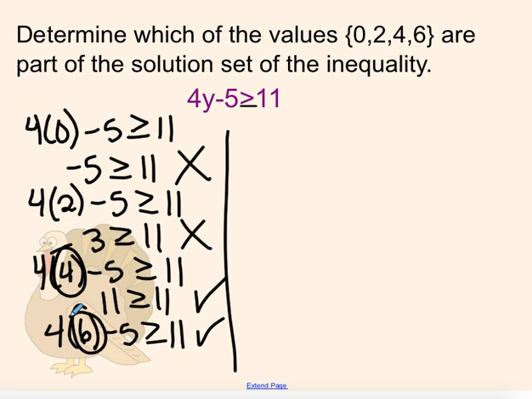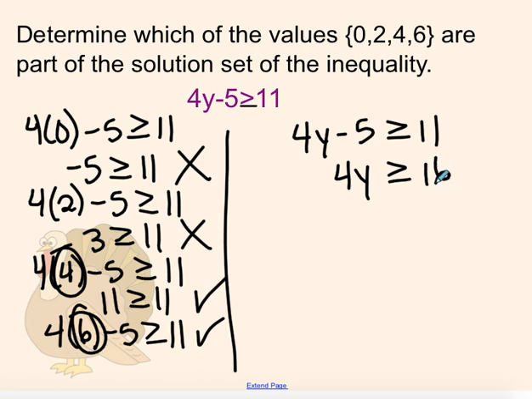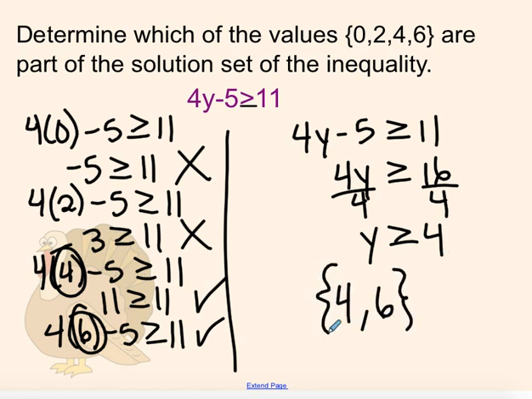But we do have another way to do it, and it's a little bit less work actually. We can solve for our variable. We have 4y minus 5 is greater than or equal to 11. We add 5 to each side, so we get 4y is greater than or equal to 16. Divide by 4, so we have y is greater than or equal to 4, which means that any of our numbers that are greater than or equal to 4 will work. So 4 and 6 are in our solution set.